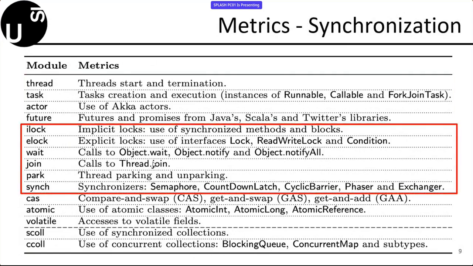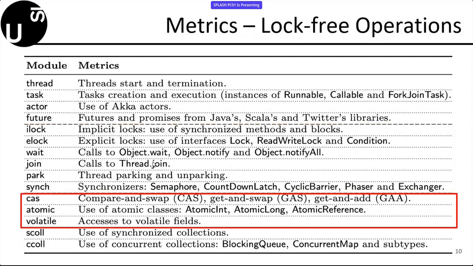An additional set of modules focuses on synchronization, in particular the acquisition of implicit and explicit locks, the use of the wait-notify pattern, thread joining, thread parking, and also synchronizers like semaphores, latches, and barriers.